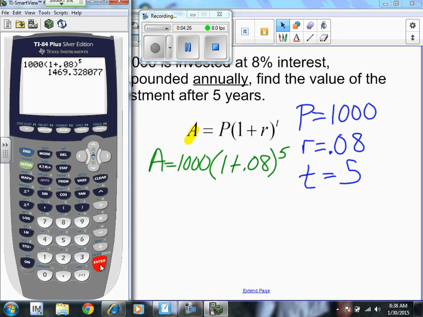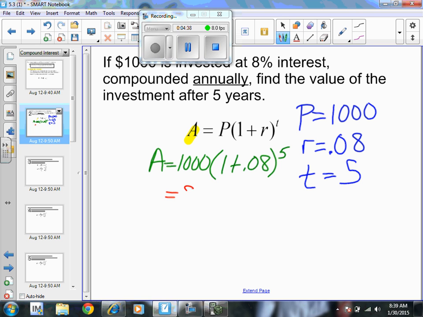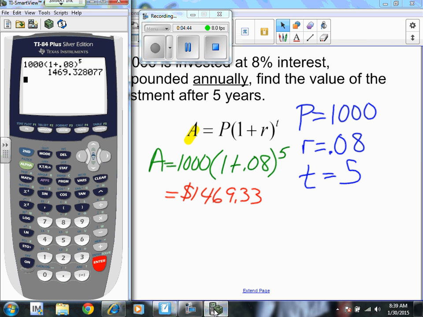Okay. So if you leave $1,000 in the bank for 5 years at an interest rate of 8%, compounded annually, you get $1,469.33. You're rounding to the nearest penny, but you can't round until all of the calculations are completed. Easy enough, right?